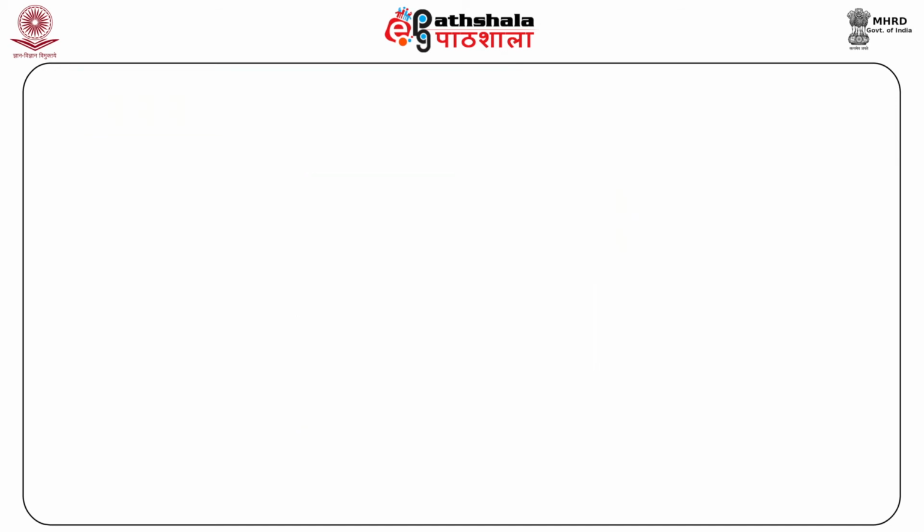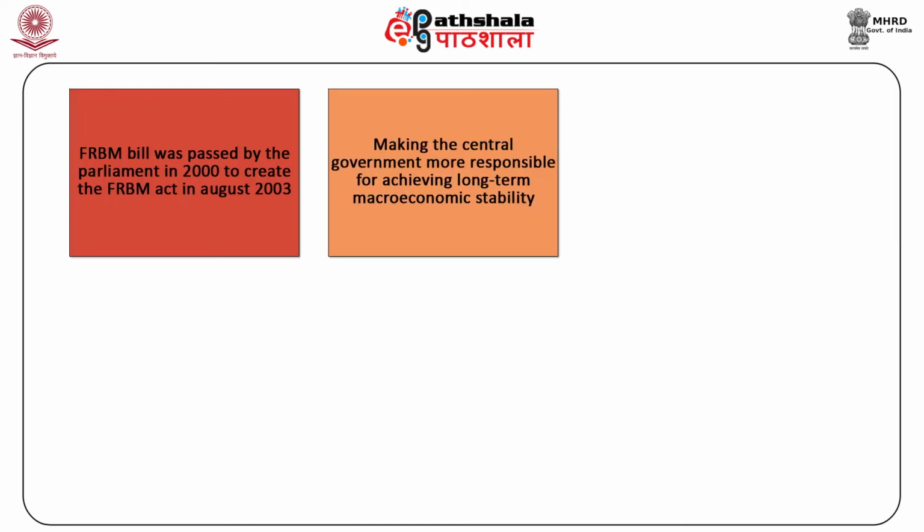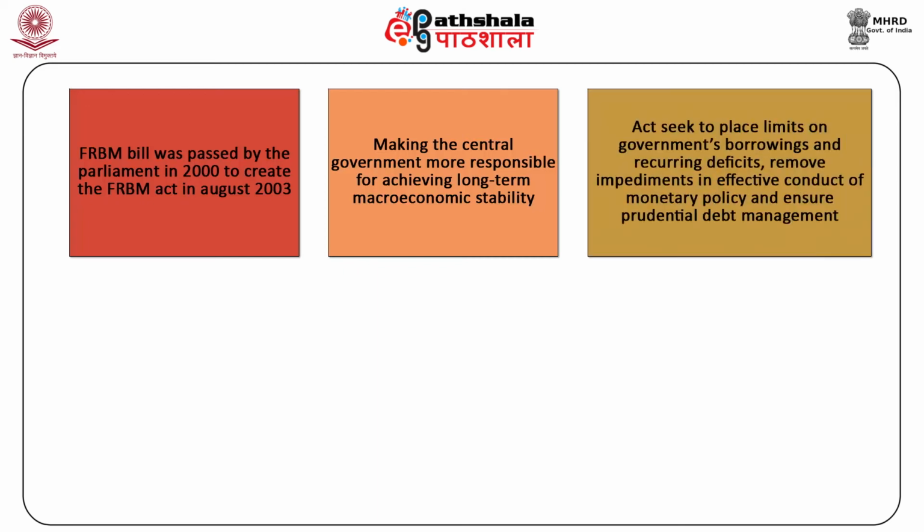Now let us throw some light on the Fiscal Responsibility and Budget Management Act 2003. In view of continuing deterioration in the fiscal condition of the country, the FRBM bill was passed by the Parliament in 2000 to create the FRBM Act in August 2003. The FRBM Act aims at making the central government more responsible for achieving long term macroeconomic stability through prudent fiscal management. The provisions of the Act seek to place limits on government's borrowings and recurring deficits, remove impediments in effective conduct of monetary policy, and ensure prudential debt management.